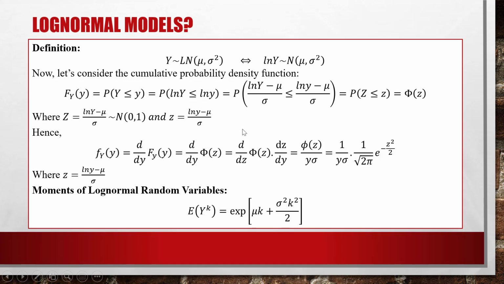Here there are 3 things we need to pay attention to. First, y follows lognormal distribution if natural log of y follows normal distribution. And the second thing is little f y of y is equal to 1 over y sigma times 1 over square root 2 pi e to the minus z squared over 2, where z is natural log of y minus mu over sigma. And the third, the moments, expected value of y to the k. So these are the 3 core things that we need to pay attention to in this slide.